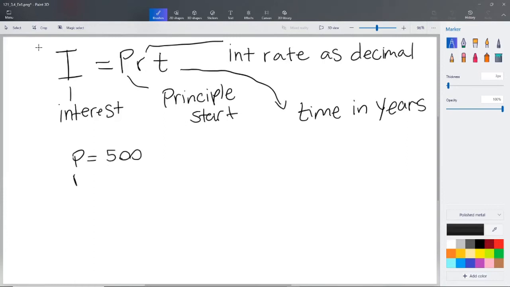We know the interest rate. They gave us that 6%. Now, we don't want to write it as 6%. We want to write it as 0.06 for us. And then finally, the time they gave us was 4 years.